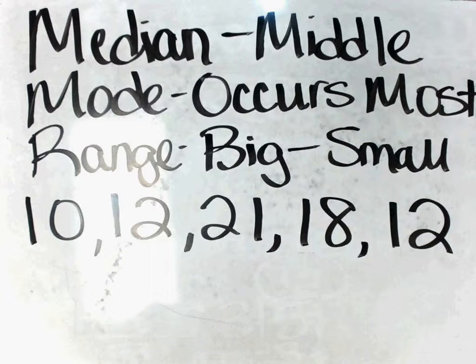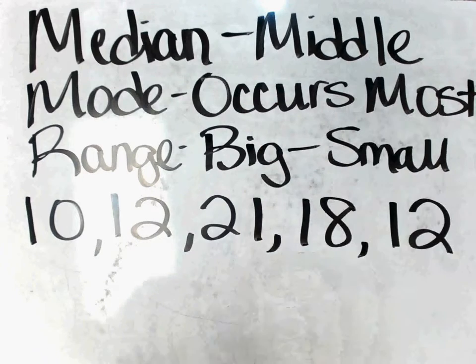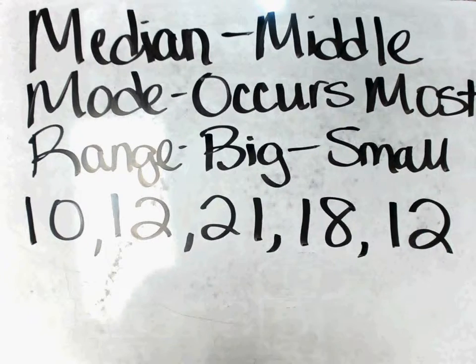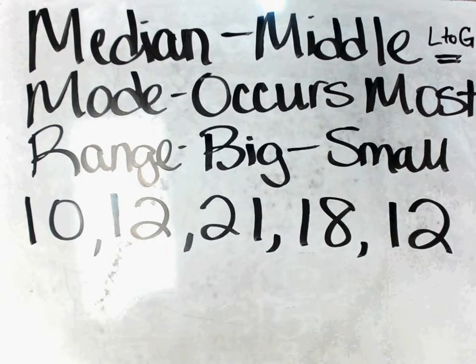Now we're going to look at how to find the median, mode, and range of a set of data. Well, first we need to talk about what they are. A median is a middle number in a set of data. It is physically the middle number when you put them in order least to greatest. Now you have to make sure that you put them in order from least to greatest before you find that middle number, okay? That's how we find a median.